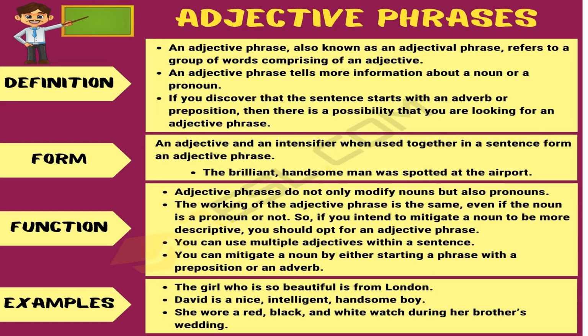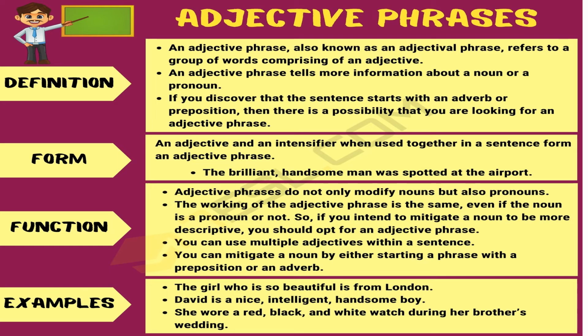For example, if I tell you the first example, the girl who is so beautiful is from London. Here, beautiful is not the adjective phrase. What is the phrase? Who is so beautiful? So when you are given this kind of exercises, you need to underline the group of words.